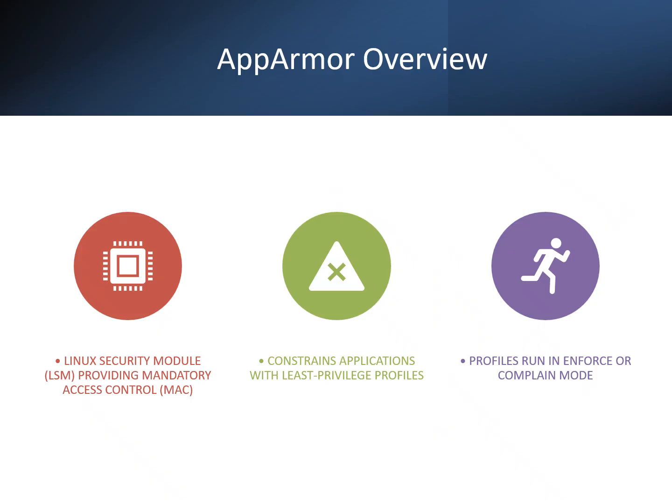Let's start with AppArmor. AppArmor is the Linux security module that enforces mandatory access control. Instead of relying solely on traditional Unix permissions, AppArmor utilizes security profiles to restrict an application's actions. For instance, an Apache process can be allowed to read web files, but not access system files.